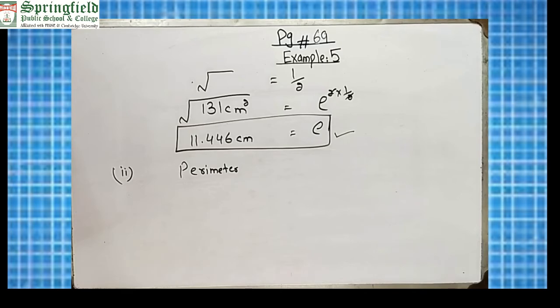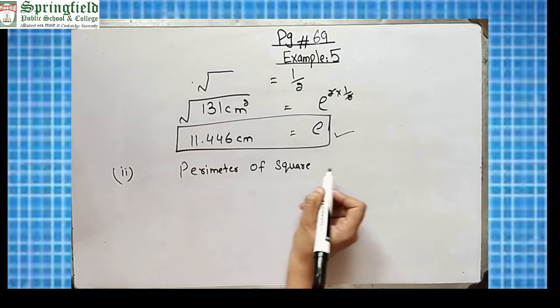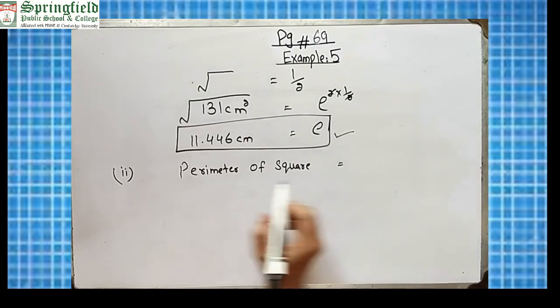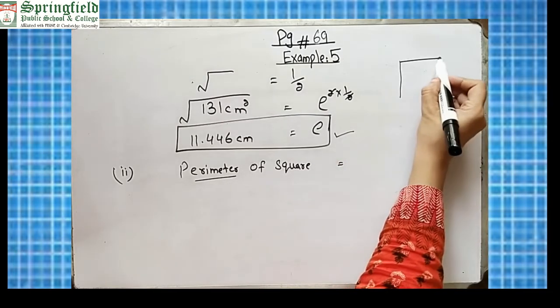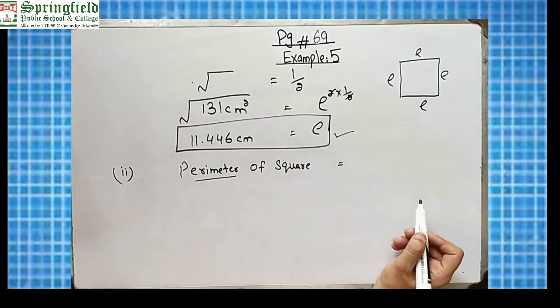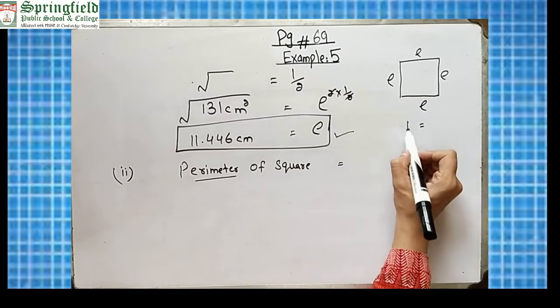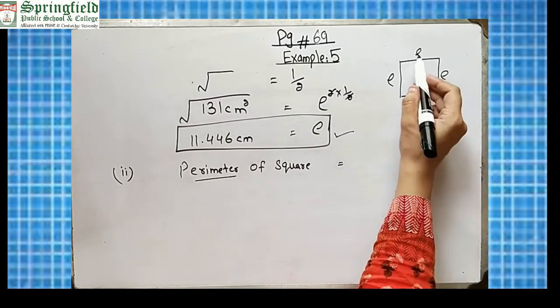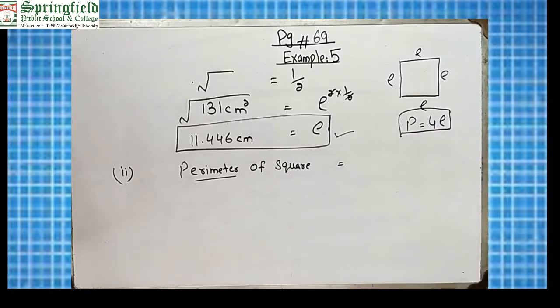Now the length is given, so we can find the perimeter of square. As we know the perimeter formula, perimeter means the sum of all the outer sides. In a square, length plus length, all the sides are the same. So the perimeter for a square is equal to 4L. 1 plus 1, 2, 3, 4, 4L. This is the formula for a square shape.